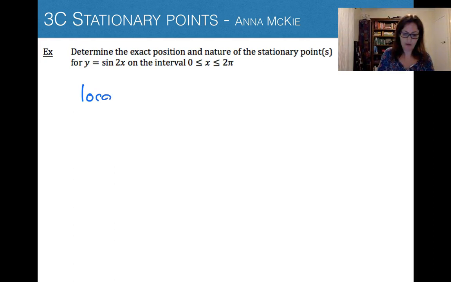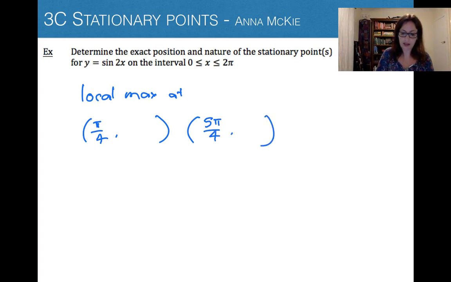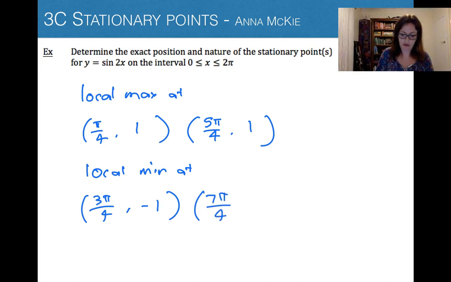We've got local max at, now the first one was pi on 4, and the second one was 5 pi on 4. Now, how do you work out their y coordinate? You substitute in pi on 4 into sine of 2x, and you get 1 here and 1. Well, we should know that from the graph as well. And local min at 3 pi on 4 and -1, and 7 pi on 4 and -1 again. So that's that trig one.